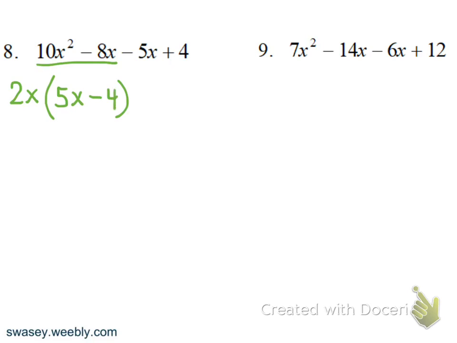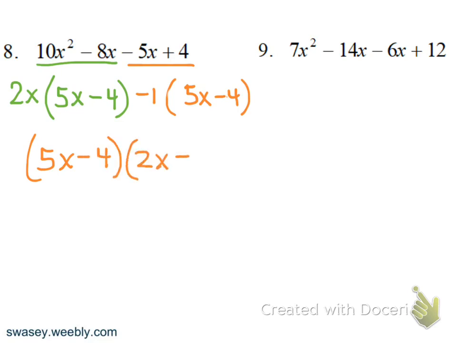Now we need what's in parentheses to match up, so if we factor out a positive 1, we're left with negative 5x plus 4. So notice that our signs are not matching up correctly. If the only thing that's wrong is the signs, then what we can do is factor out a negative 1. Negative 5x divided by negative 1 is positive 5x. 4 divided by negative 1 is negative 4. And so the 5x minus 4 is in common. We're left with 2x minus 1.